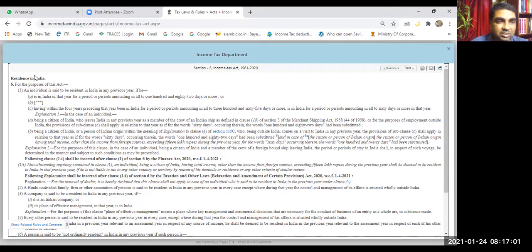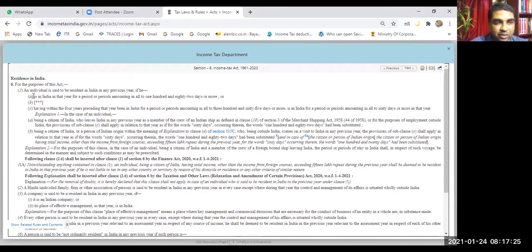As you can see, this is the section title, this is the section, these are the subsections, and these are the clauses. In some subsections there are explanations, and in some sub-clauses there are items, item 1, item 2, and again explanations. This is how section 6 is structured.